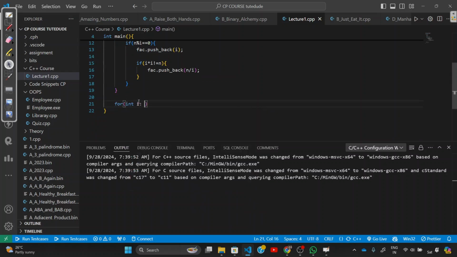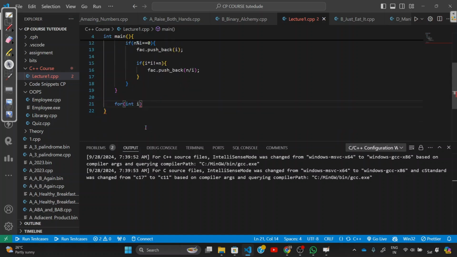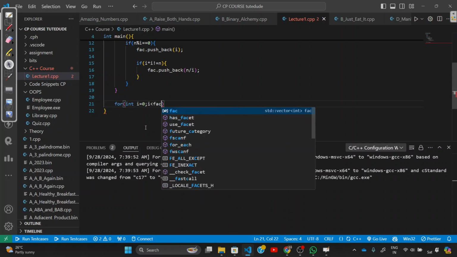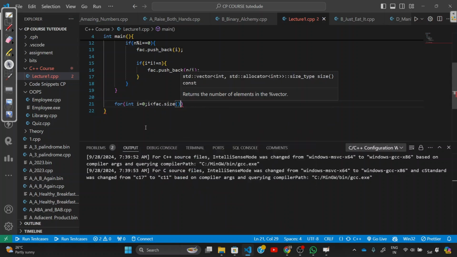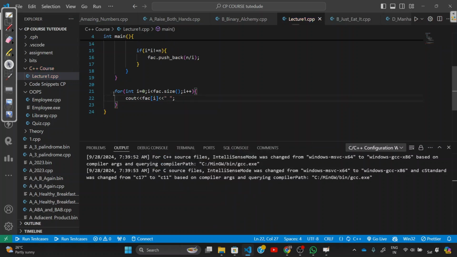This is also a pretty cool way to print all the elements if you want to do it. The first way is to run a loop like this, for i less than fact dot size, and print fact of i. This is pretty boring, but you can do that. I think you know that, right? Let's try to do something else. We can shorten our code. So this is one way.